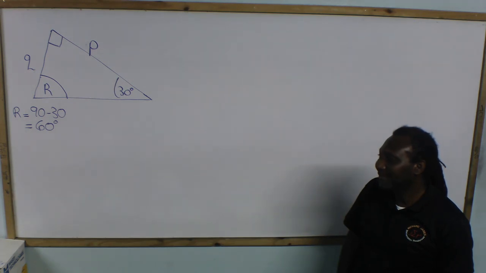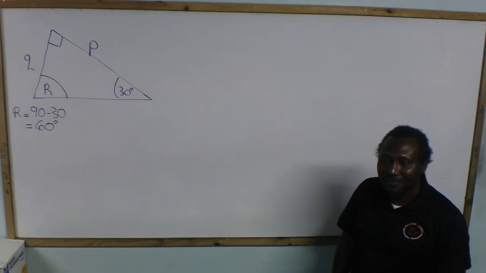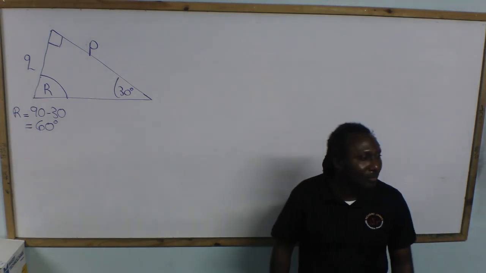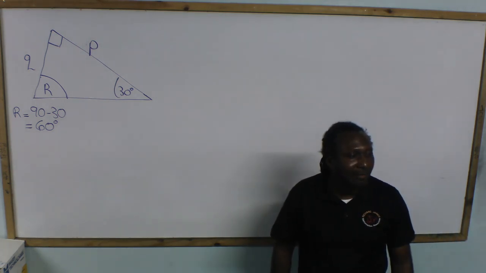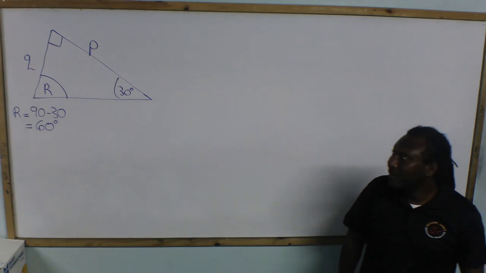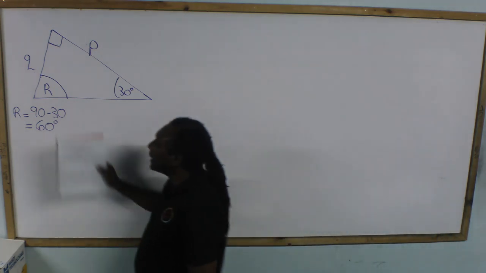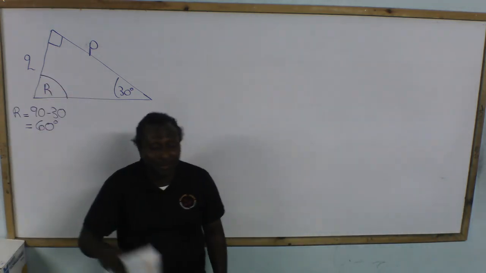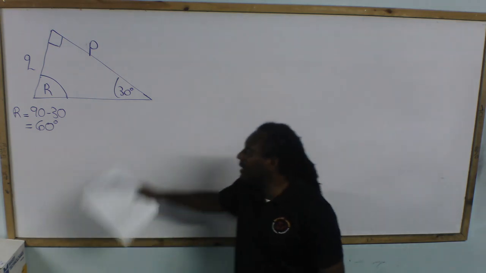What do we say now? We are going to find what? Q. Now, in finding Q, you need to write one what? One equation with how many unknowns? One. Therefore, if you are going to find Q, Q is your single unknown.